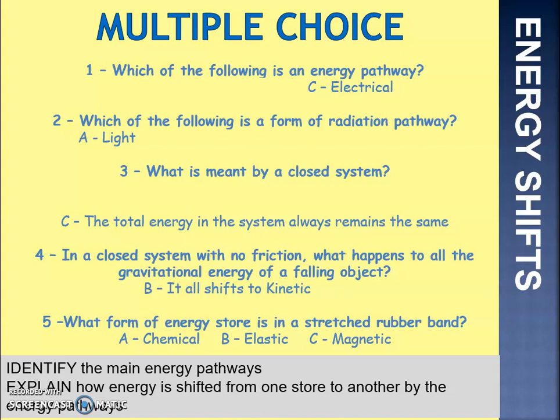Question 5. What form of energy store is in a stretched rubber band? Chemical, elastic or magnetic? If it's stretched, that would be elastic potential.